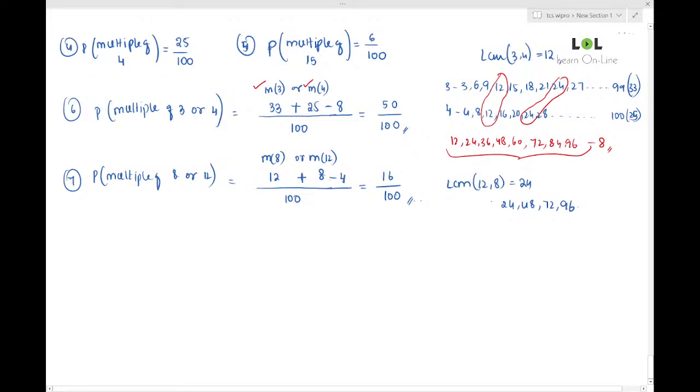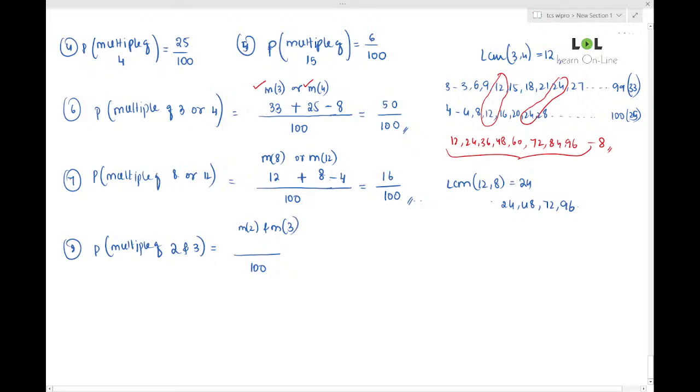Suppose I directly ask you a question in this way: what is the probability of getting a multiple of 2 and 3? It means you must get total cases 100. Multiples of 2 and 3 means multiple of 2 and multiple of 3. If you take 50 into 33, that will be a wrong answer, because favorable cases are more than the total cases. That is wrong. So you have to take a common multiple. The meaning of this question is common multiple of 2 and 3.